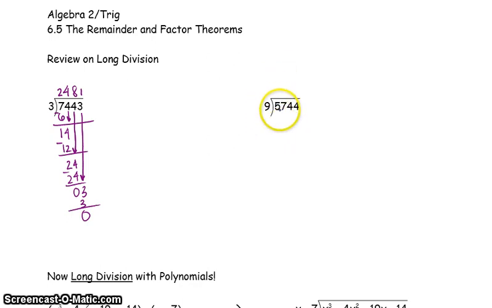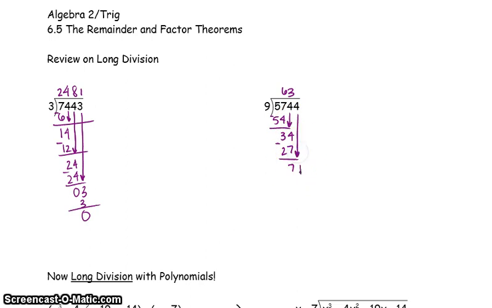Let's look at this next one. So we say, how many times does 9 go into 5? Ooh, well, it does not. So we say, how many times does 9 go into 57? Well, that goes in 6 times. So 6 times 9 is 54, and again we subtract, so that leaves us with 3. We bring down our 4. How many times does 9 go into 34? That goes in 3 times. 3 times 9 is 27. Subtract those, leaves us with 7.